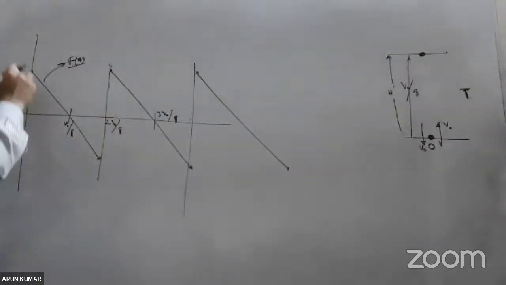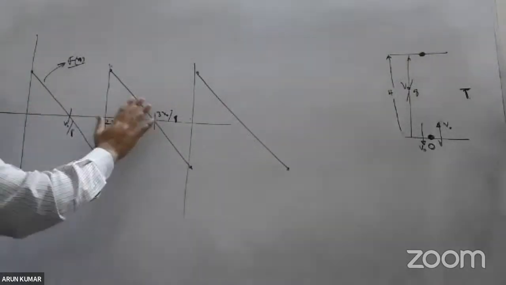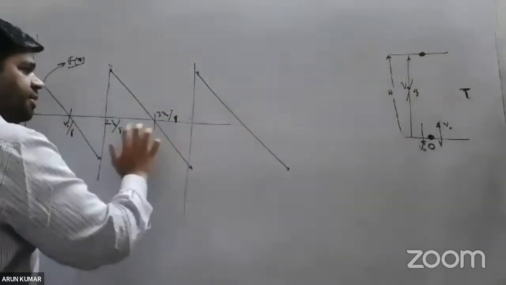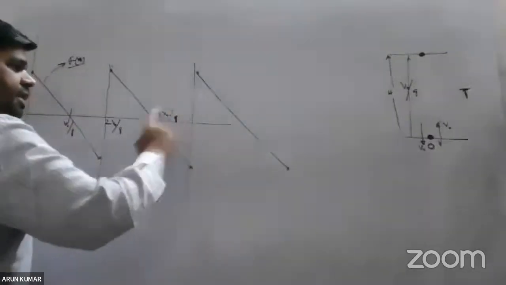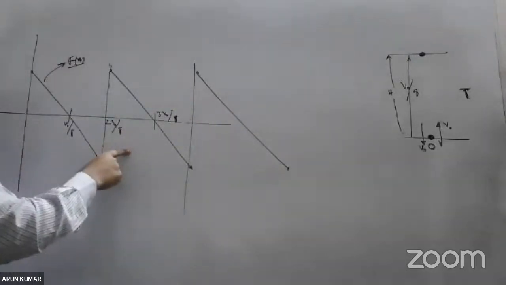How did I plot this? This I plotted using an equation, and this by logic. That I have to displace this graph and repeat this graph. Because my motion is repetitive, my graph should also be repetitive. Motion is periodic, my graph is also periodic.